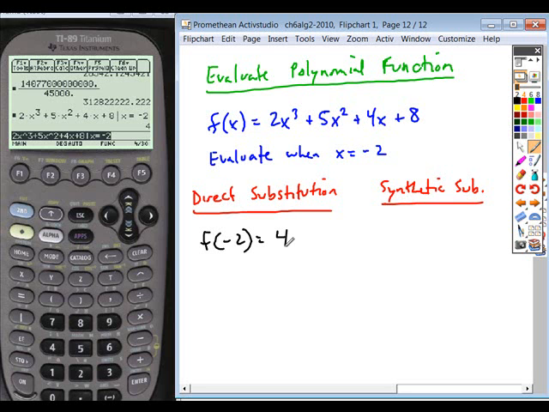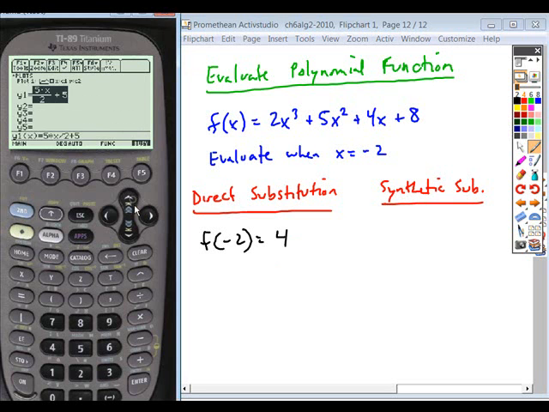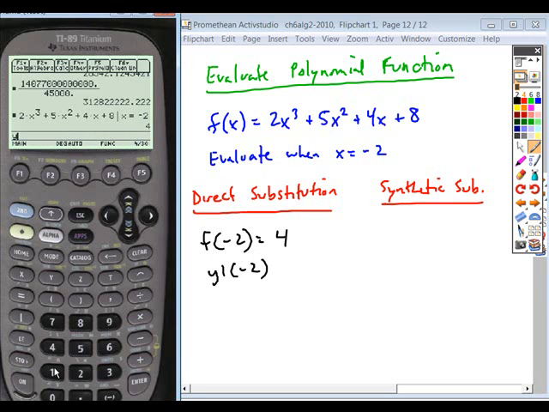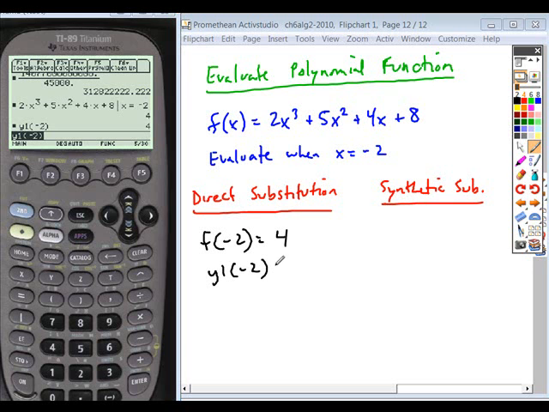You can go to the Y editor. So another possibility is, I'm going to copy this stuff here. And you can go into your Y editor, and you can copy the whole thing, the whole expression, 2x cubed plus 5x squared plus 4x plus 8 into your Y editor. So now I've stored it as my y1, and so I can now just use my y1 of -2, my function notation on the home screen. So I can go y1 of -2, and when I do that, it confirms also that I get 4.